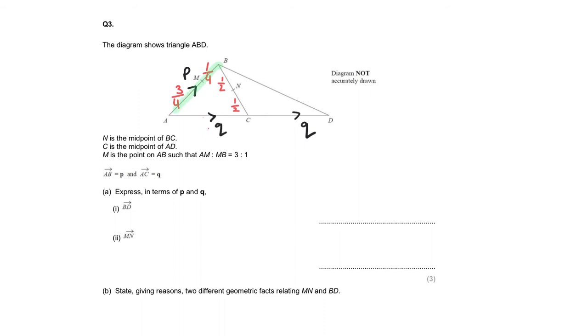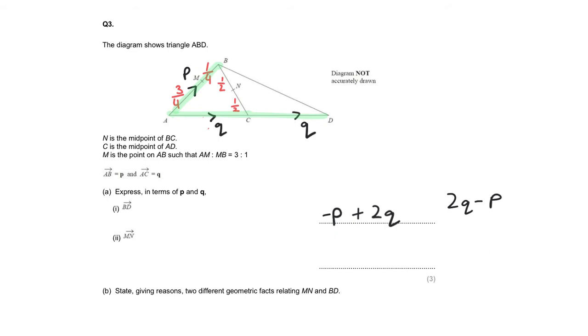What is this? Minus P. So I'm going to write that down, minus P. And then, if I carry on, I get Q plus Q, which is minus P plus 2Q. Some people might write that as 2Q minus P. Is that okay? Yes.